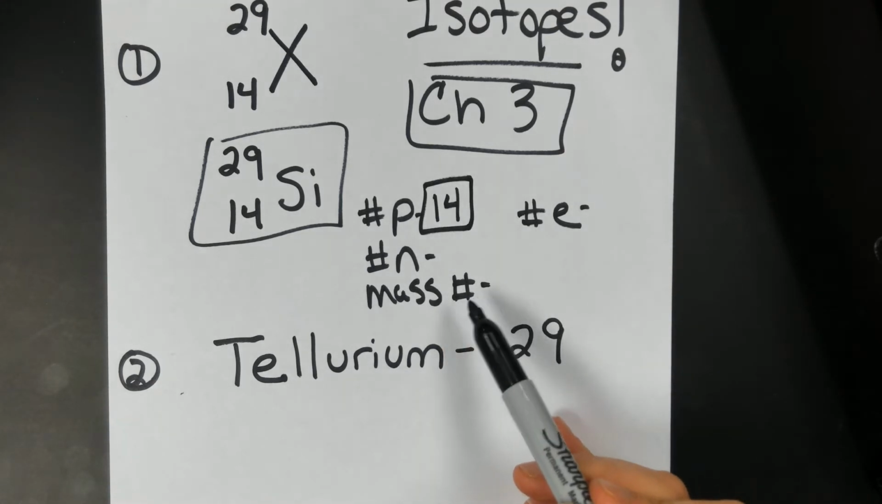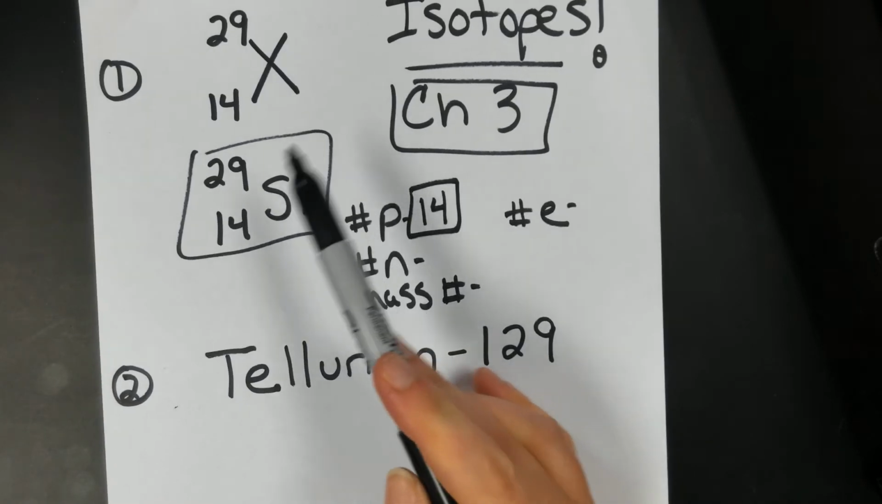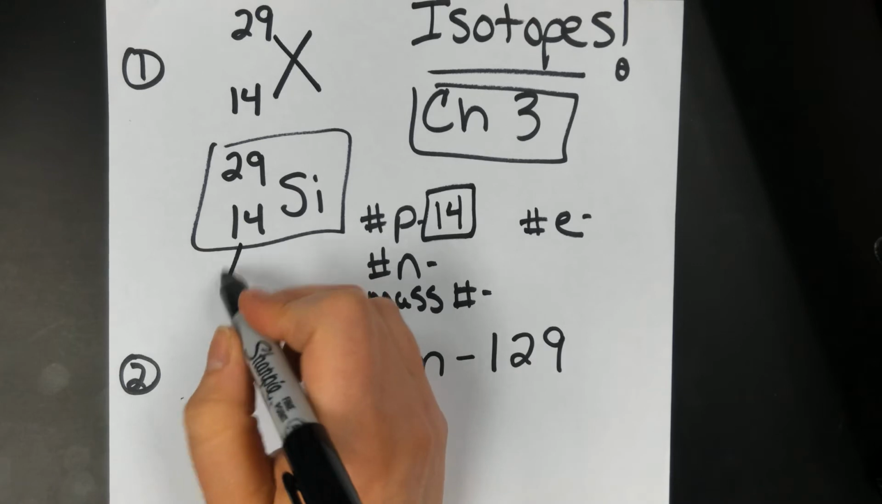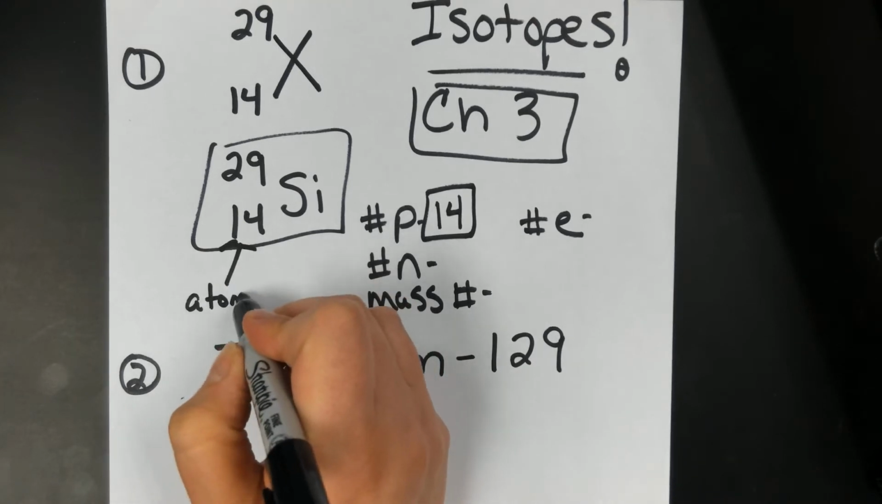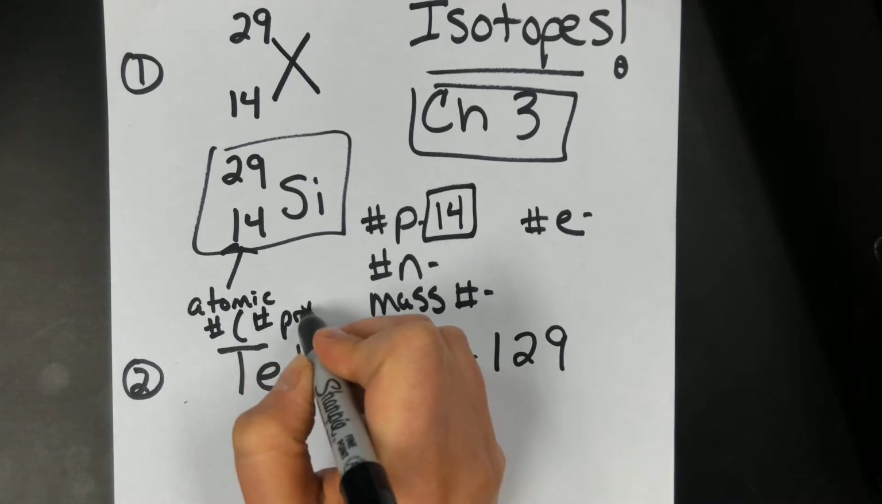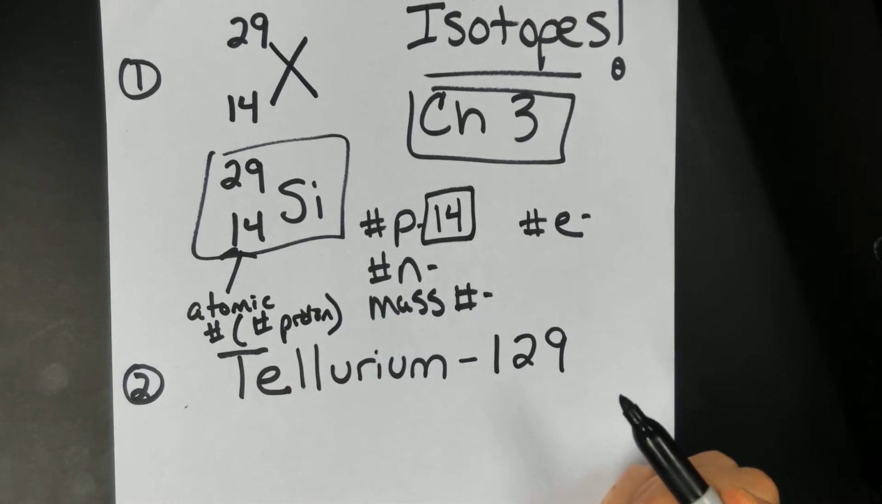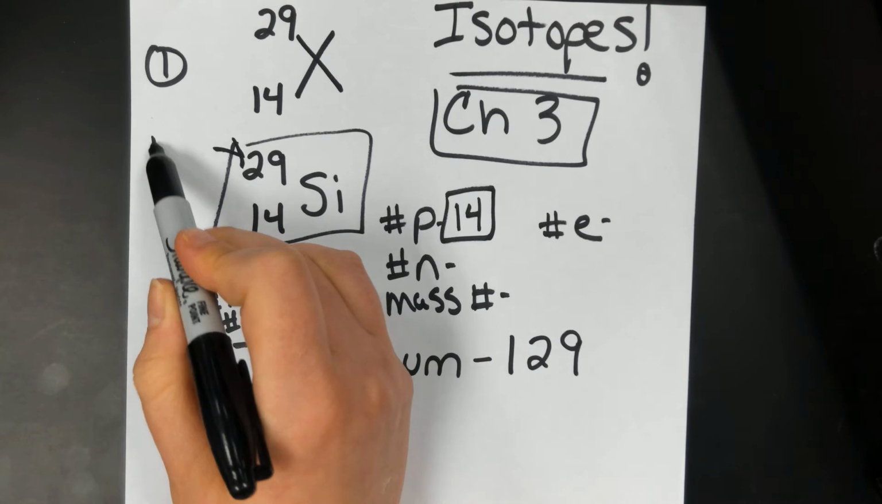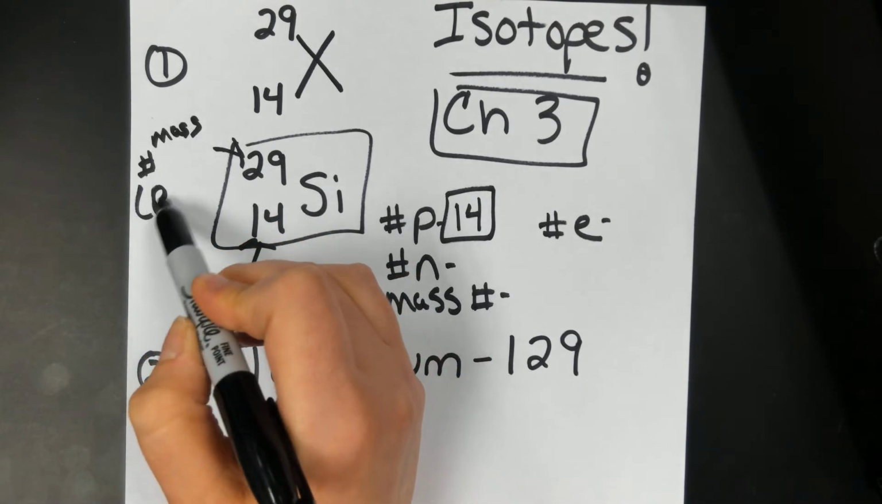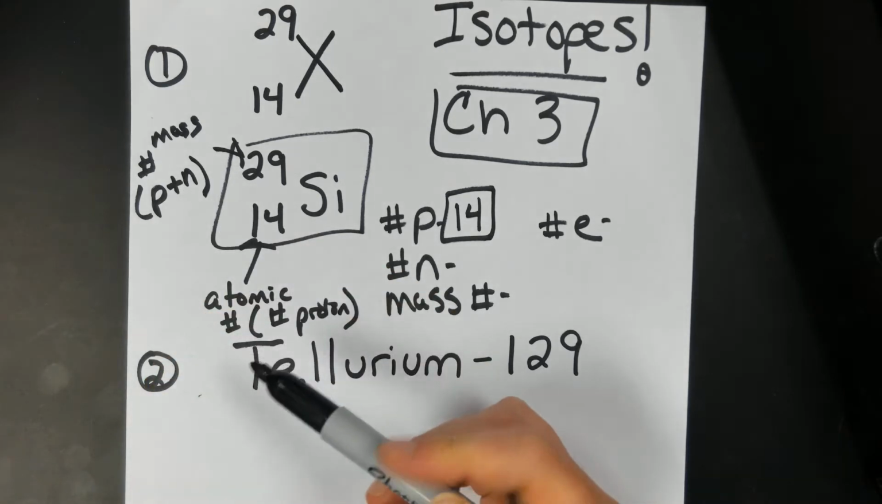And the mass number is pretty easy because they give us the mass number. It's the number that's up here to the top left, right? So this is atomic number, which is also the number of protons. And this is the mass number, which is also protons plus neutrons, right?